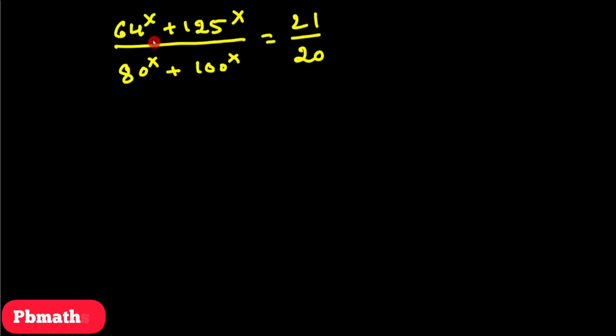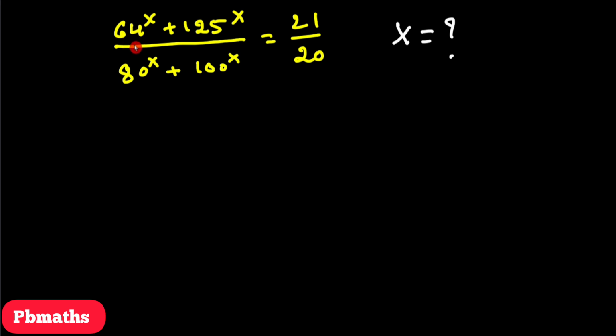If (64^x + 125^x) divided by (80^x + 100^x) is equal to 21/20, then we need to find the value of x. If you are interested to solve this problem, you can pause this video now and try to solve. Otherwise, let's begin to solve this problem.